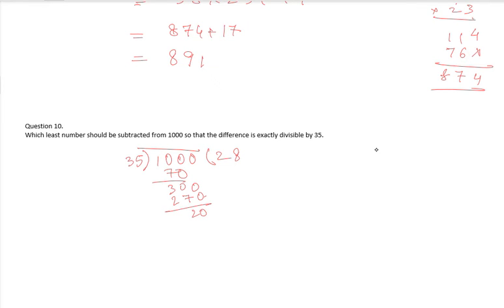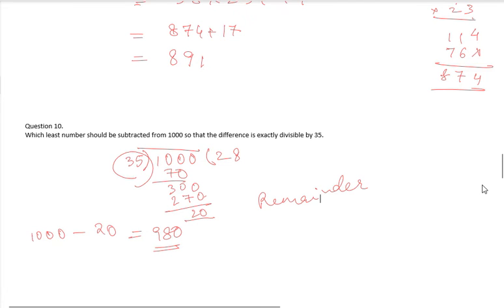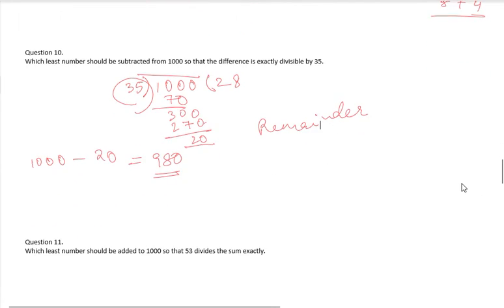So think of it: if 1000 is subtracted by 20, I get 980, and 980 is exactly divisible by 35, which means the remainder is the extra part. So the remainder is the answer here. The least number that should be subtracted from whatever dividend it is, is always the remainder.